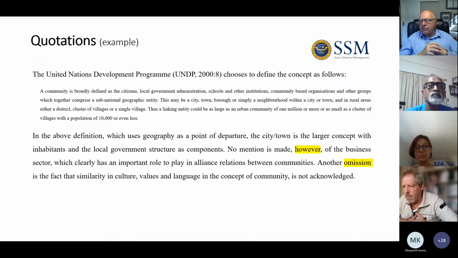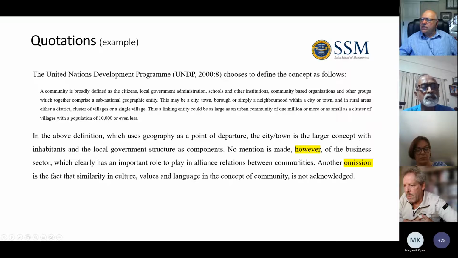This is actually from my PhD dissertation. You can see here this definition of a community from the United Nations Development Program was much longer than 40 words. I think it's, I don't know, 60 words or so, 70 words. So that's why it's put like this. So if you quote a longer piece, then it must be quoted like this. And just have a look at the linking words that are used here, which I'll show you a little bit later.